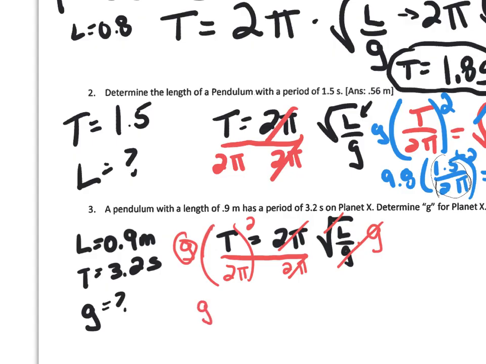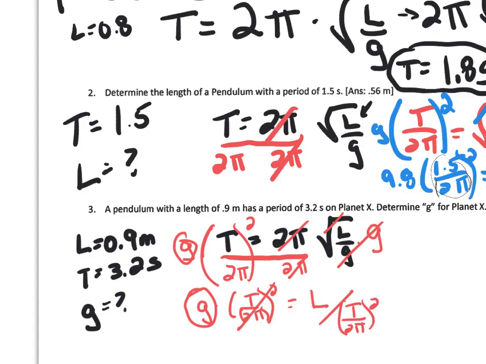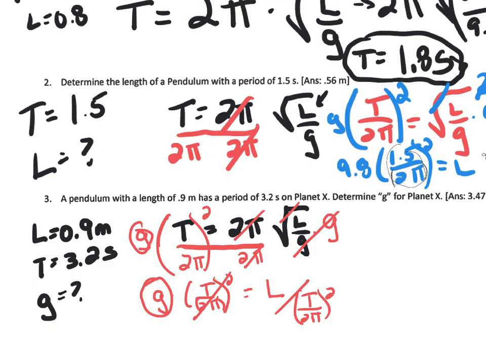So let's rewrite that. G times T over 2 pi in parentheses squared equals L. But we want G alone, right? So we're going to have to divide both sides by T over 2 pi squared. Whew. So number 3 is the trickiest algebra. So if you want to summarize that, G equals the L, 0.9, over T, 3.2, over 2 pi, and all of that has to be squared. Yeah, some people can do that all the way on their calculator. How about you do the part in the denominator first, and then we'll finish with putting 0.9 over that.